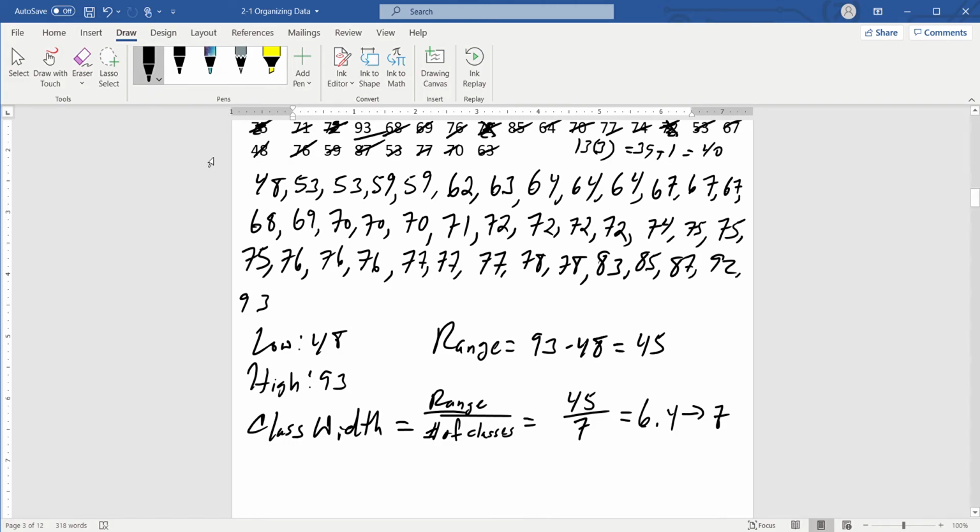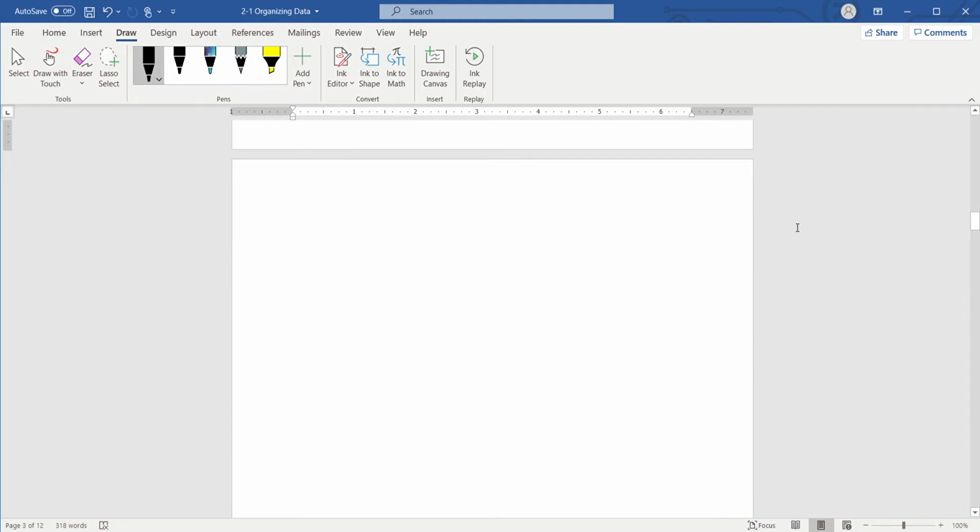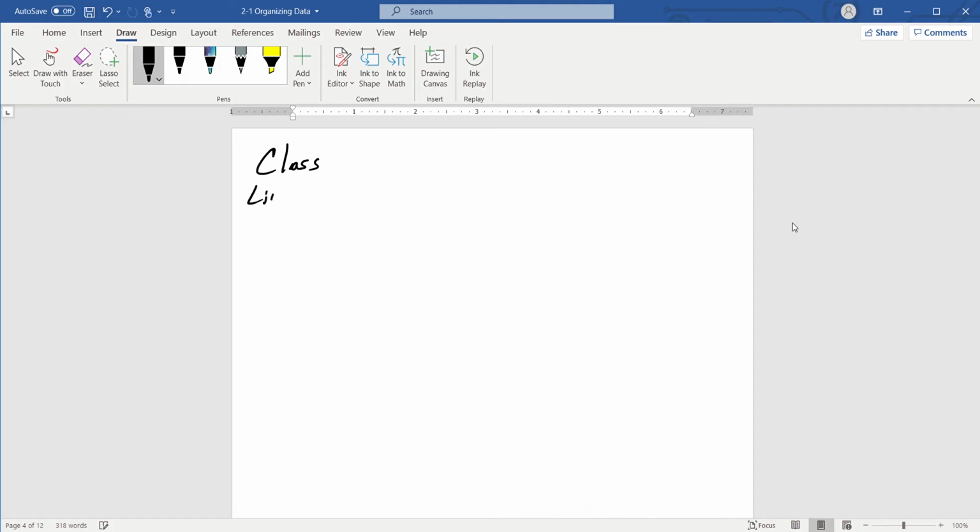Now we can actually start to create the frequency distribution, which you will need is I have class limits. Give yourself some space. You have boundaries.